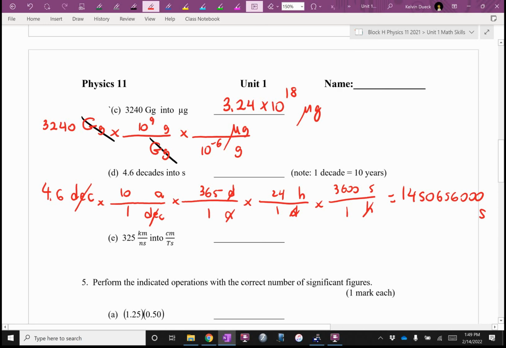Sheesh. Okay. 46 years is about 1.5 billion seconds. Gotcha.